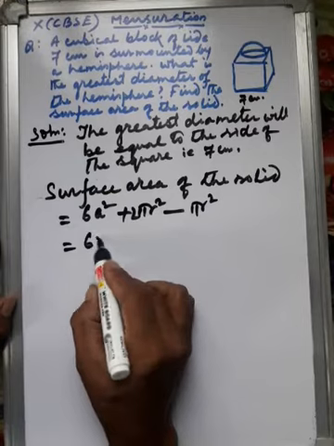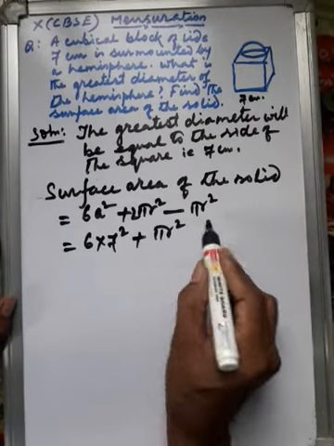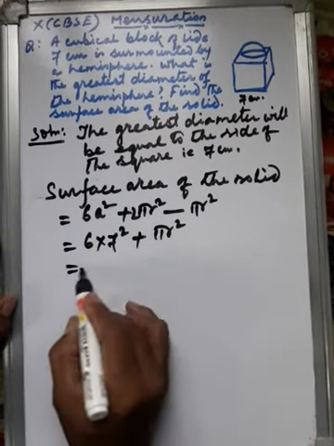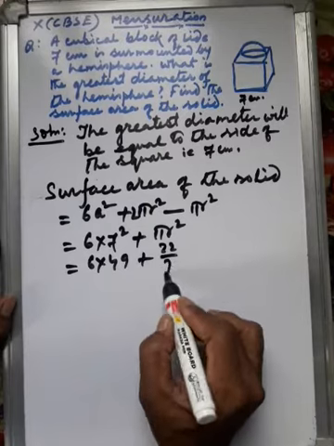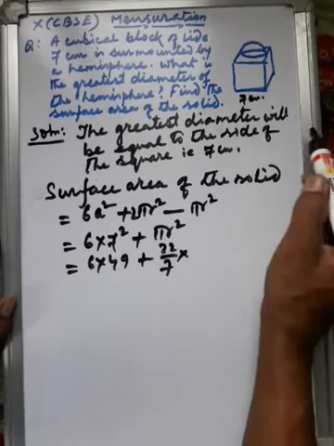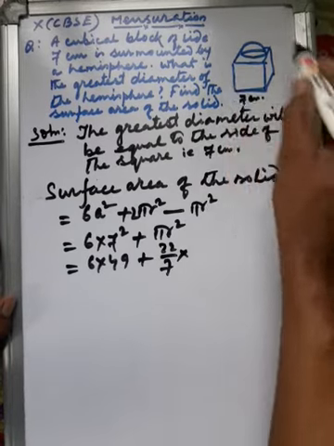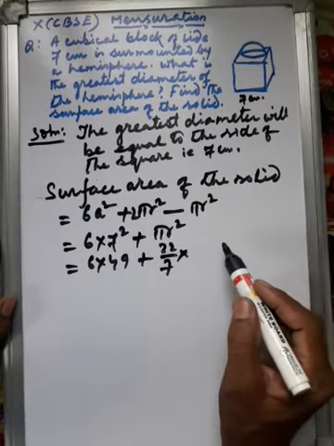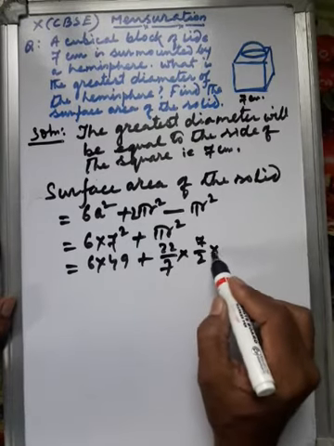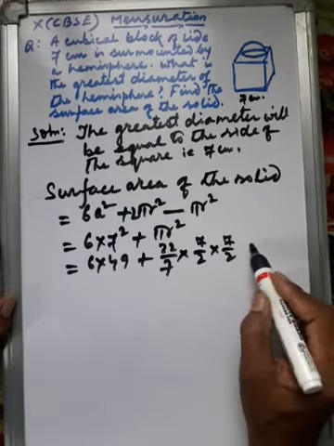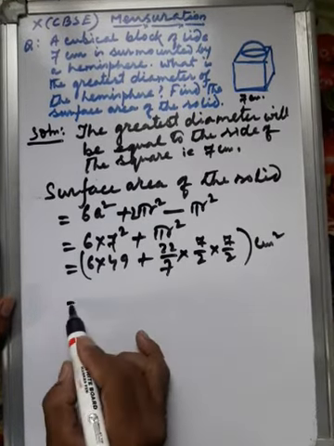So it is 6 into a square, that is 7 square, plus pi r square only. If you subtract, you will get pi r square. 6 into 49 plus 22 by 7 into, this is the diameter of the hemisphere, 7 centimeters, so radius is 7 by 2, into 7 by 2, 7 by 2 square, this much centimeter square.